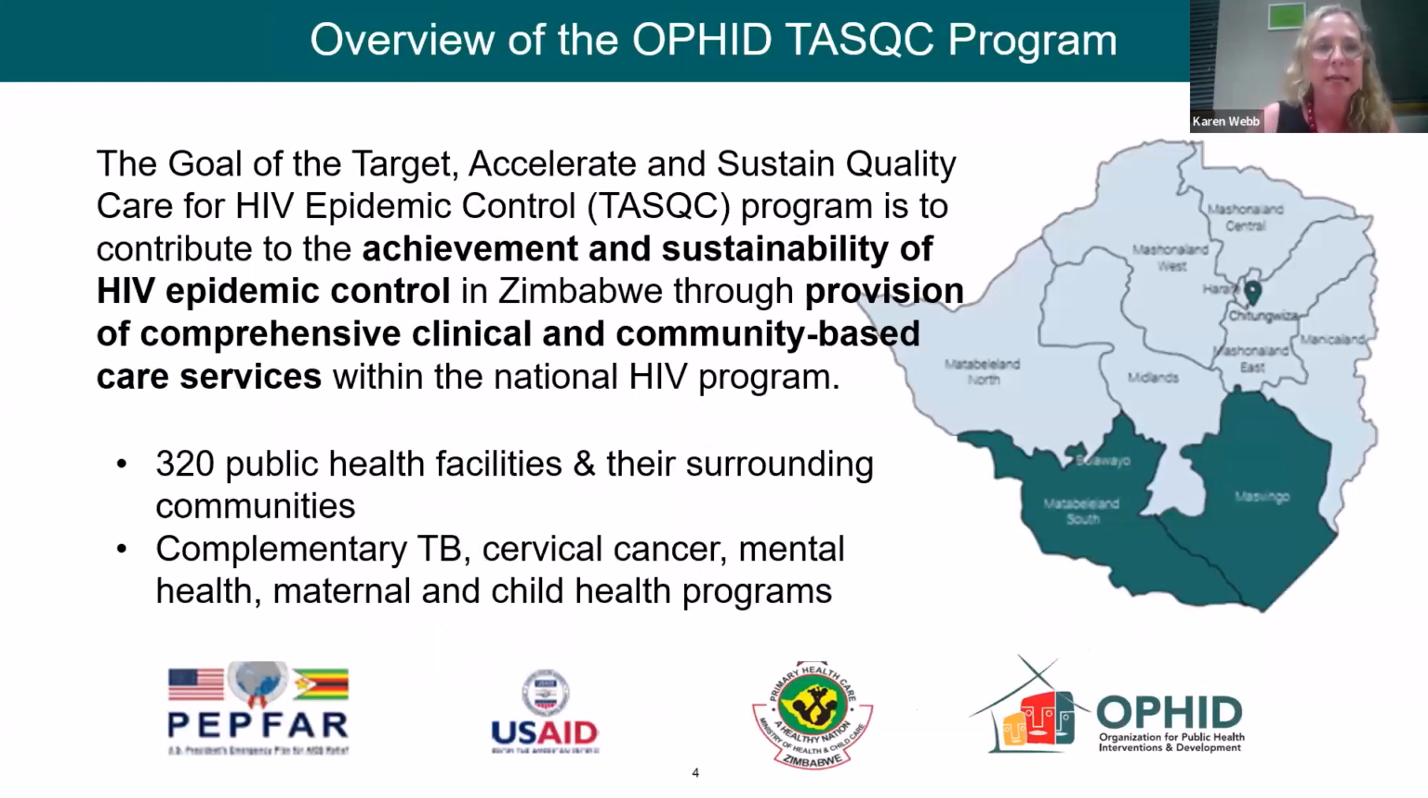So within the context of the case study that I'll share today, our largest program is a PEPFAR funded program through USAID, which is called TASK, which stands for Target, Accelerate, and Sustain Quality Care for HIV Epidemic Control. And really the goal of this program is to contribute to the achievement and sustainability of epidemic control through both community and facility-based services. So this we implement at over 320 public health facilities and their surrounding communities. So we have both community-based outreach services as well as facility-based services. And related to this is complementary TB, cervical cancer, mental health, and maternal and child health programs.